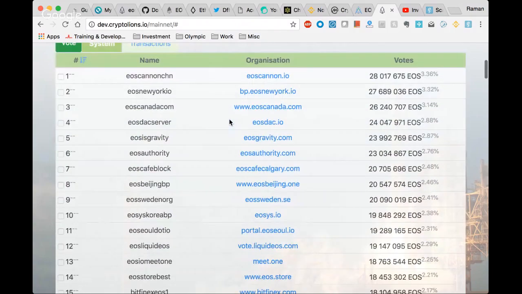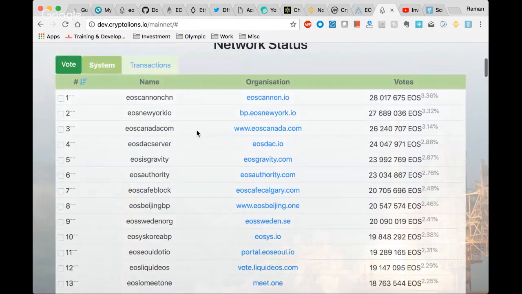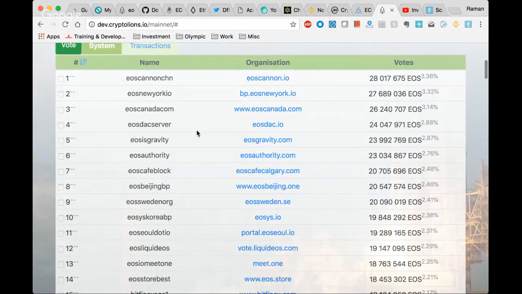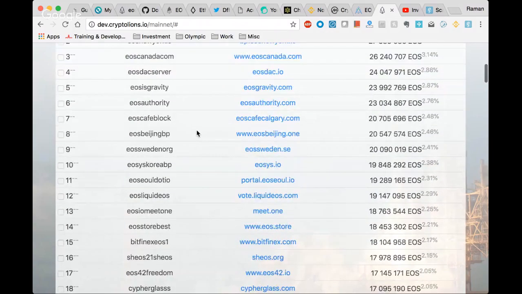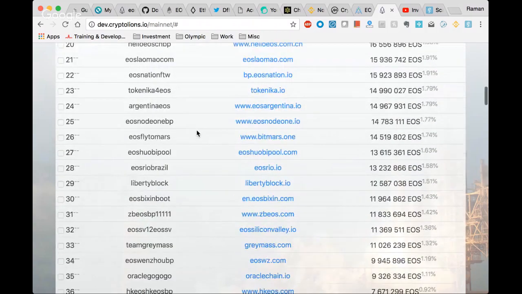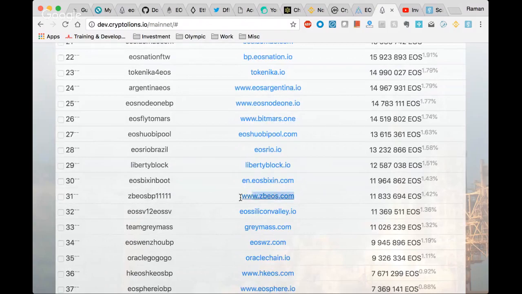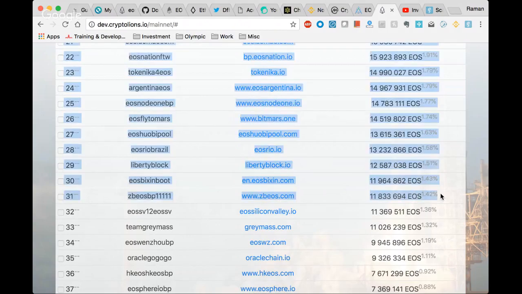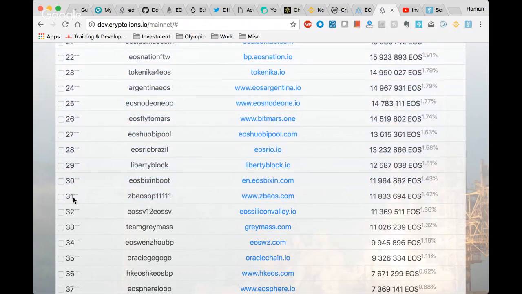But in the short term, everybody's watching how these big whales are going to behave in voting, and if they will try to sway the vote. At this moment, we are not seeing a lot of them. Only a few block producers are questionable. For example, as I showed you, ZBEOS, they only have one vote, and the weight is so high that they are already number 31.